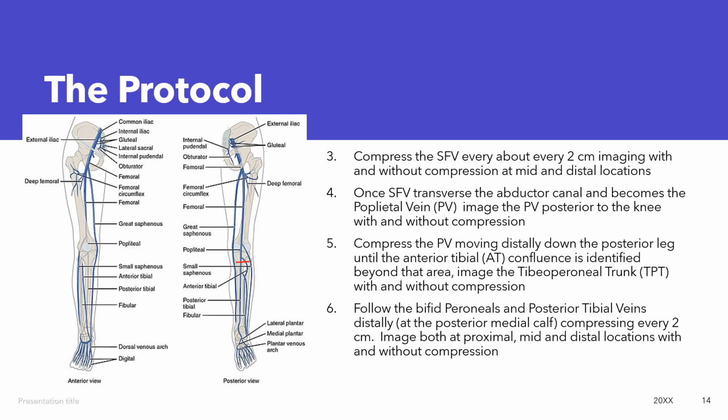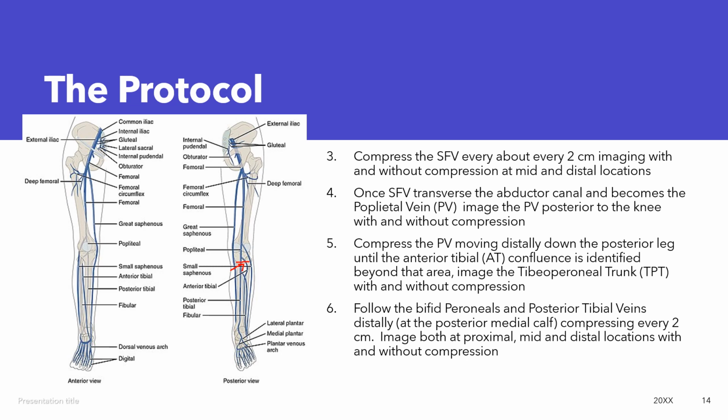Now, if we look at the anatomy that we're into now, as soon as that anterior tibial has dumped in, and once we're distal to that, then we call this the tibio-peroneal trunk. We call that because this trunk is really made by the confluence of the posterior tibial veins and the peroneal. So therefore, it's recognized as a tibio-peroneal trunk. So you'll want to follow compressing every 2 or 3 centimeters through that tibio-peroneal trunk, which really will only take a couple compressions. And then you should see the separation of your posterior tibials from your peroneals.